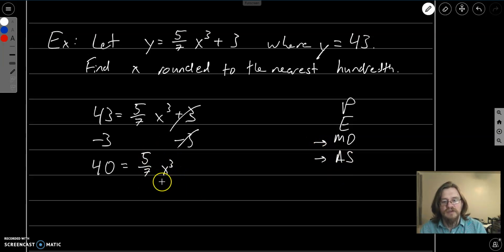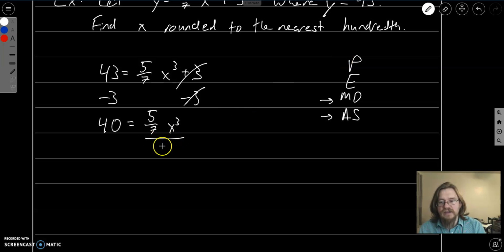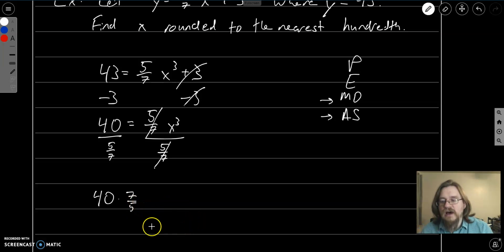Is there anything being multiplied? Well, yeah, I have 5/7 multiplying x cubed. So in order to undo this, I need to divide by 5/7. Cool. And then when I divide by 5/7, I cancel out the multiplication here. So instead of multiplying by 5/7, I've divided, and these will cancel out. So now all I need to do is figure out what is 40 times 7/5.